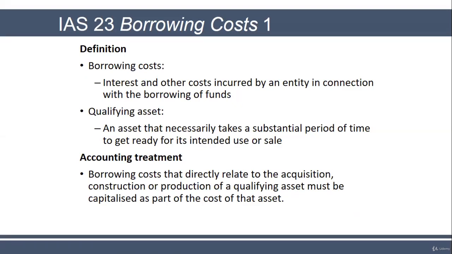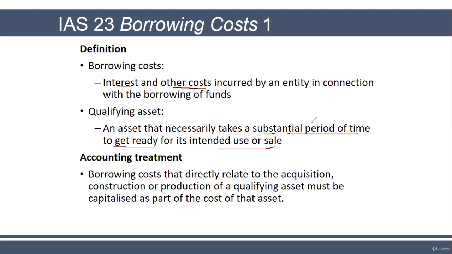It says borrowing costs: interest and other costs incurred by an entity. So it's not only interest, but there are some other costs, like the costs which you incur during the process of acquisition of a loan. You paid some kind of bank fee or whatever, incurred by an entity in connection with the borrowing of funds. Qualifying asset: an asset that necessarily takes a substantial period of time to get ready for its intended use or sale. So, substantial period. IFRS does not define what is substantial. Usually we consider that it should be more than 6 months.